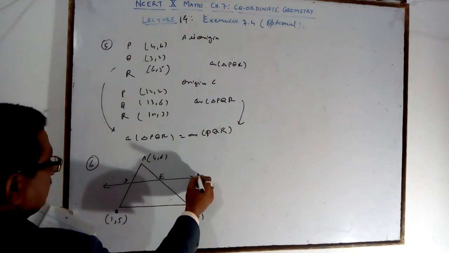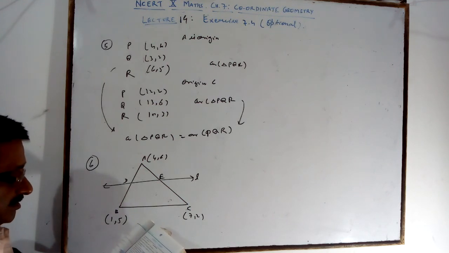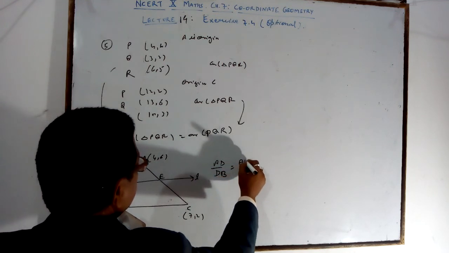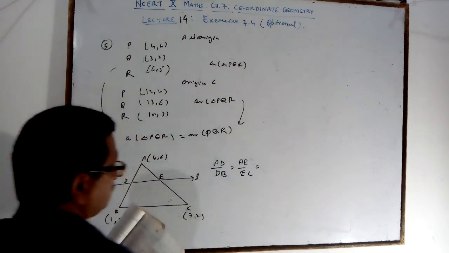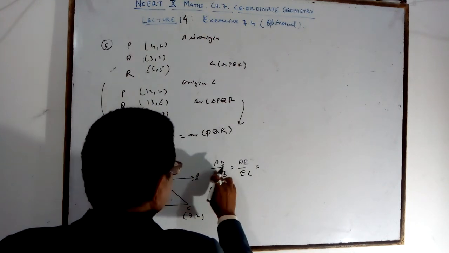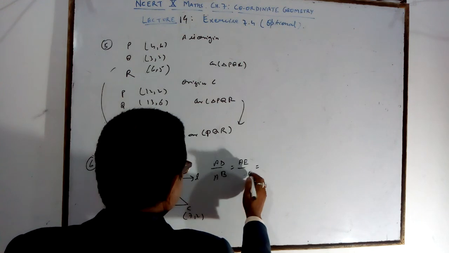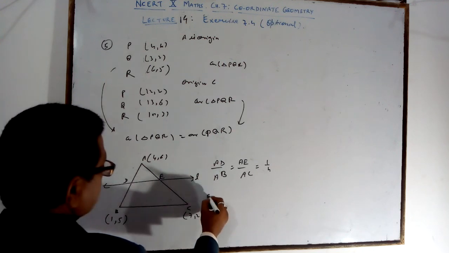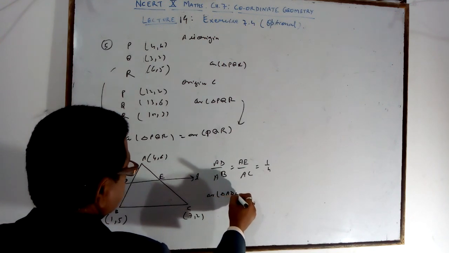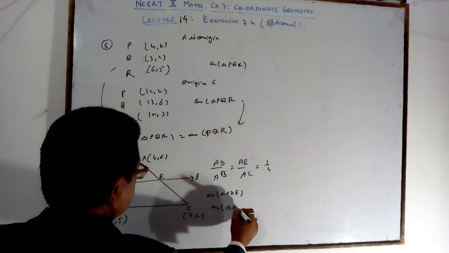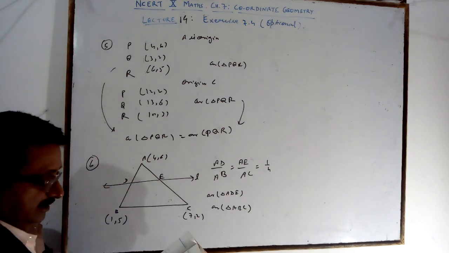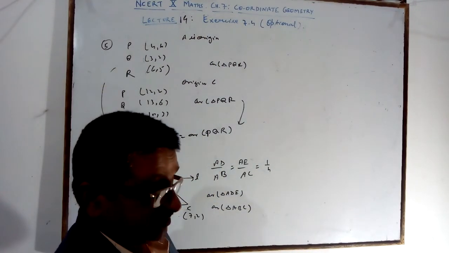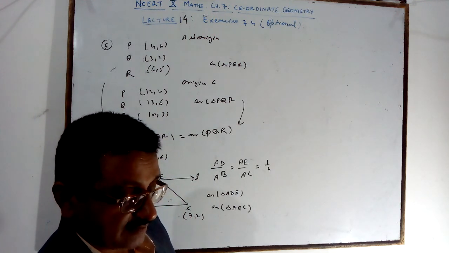There is a line L. AB and AC are intersected at D and E respectively such that AD by DB is equal to AE by EC, equal to 1 upon 4. Calculate the area of triangle ADE. You want to find the area of triangle ADE and the area of triangle ABC and then compare both triangles. You can see this ratio in the triangles chapter, chapter 6.